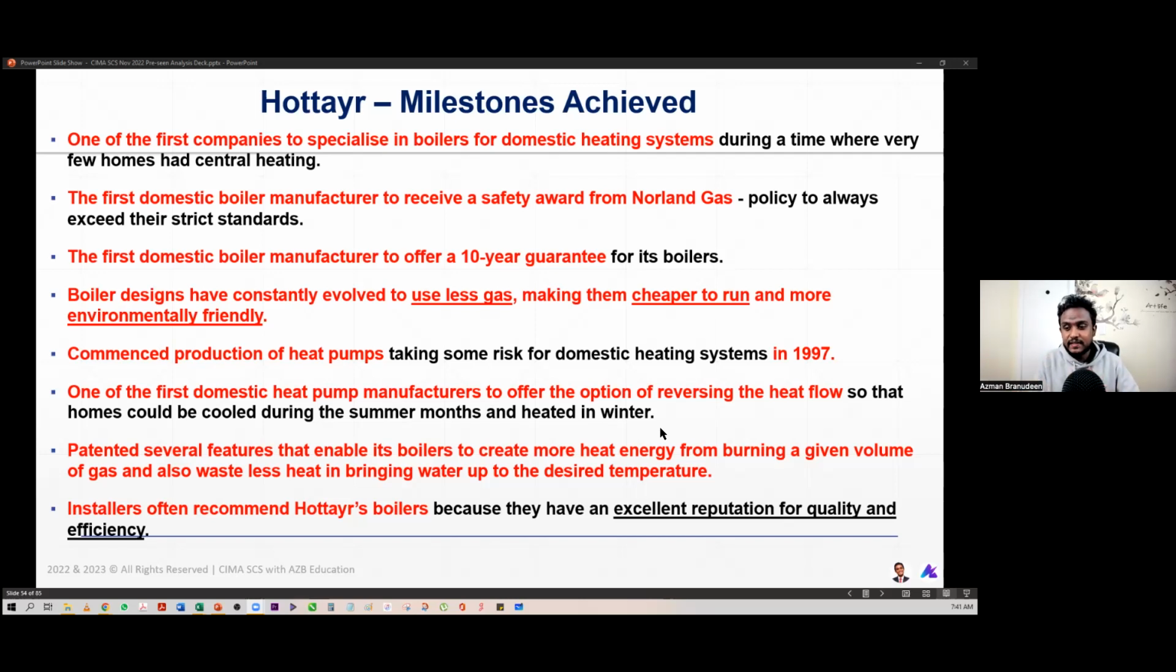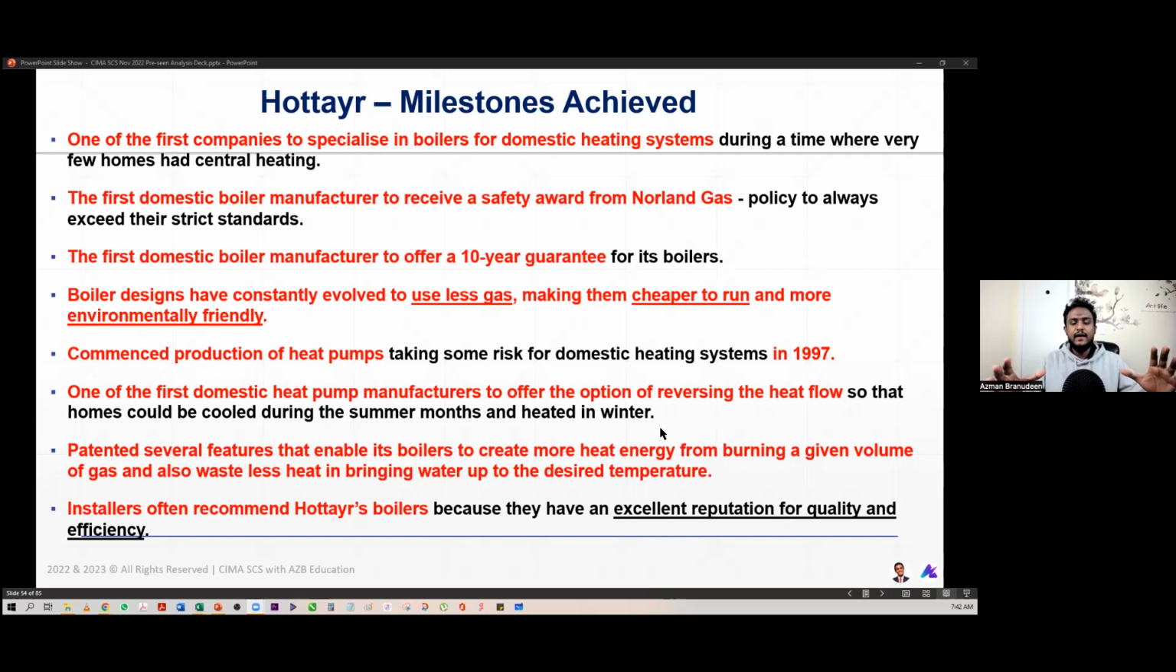We have patented several features that enable our boilers to create more energy from burning a given volume of gas and also waste less heat in bringing water up to desired temperature. Again, there are so many patents which speak to the track record of innovation of our company. Installers often recommend Hottayr's boilers. I suppose among all of these milestones achieved, the last one is the best because that is what generates the top line of the company. Installers often recommend our boilers and possibly our products because of the excellent reputation for quality and efficiency.